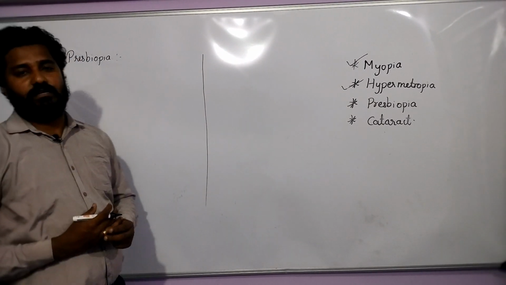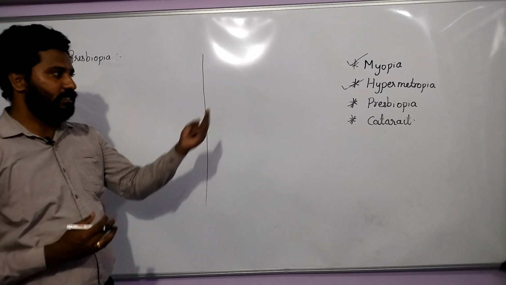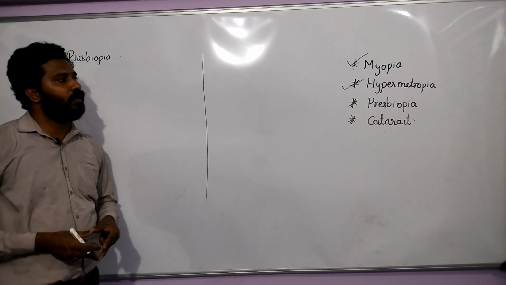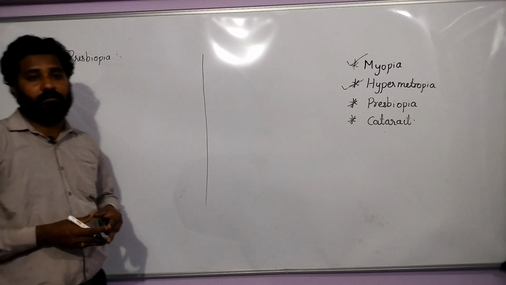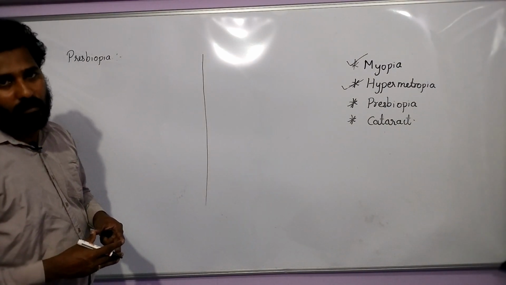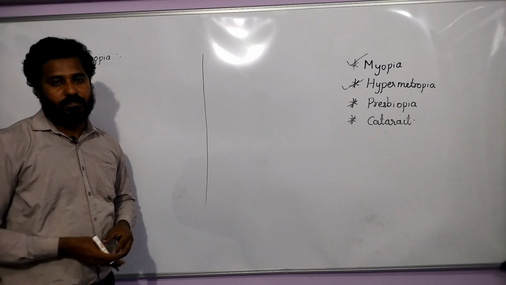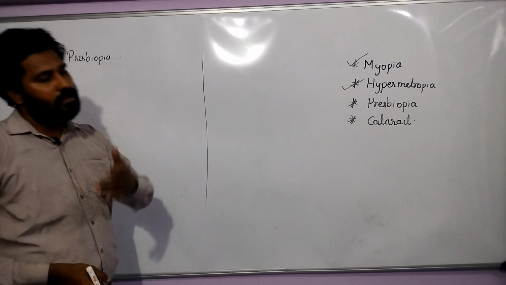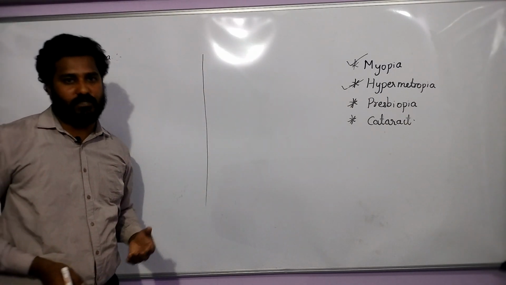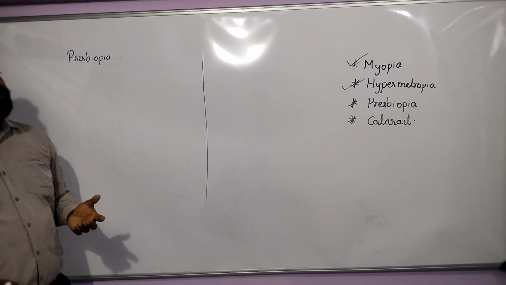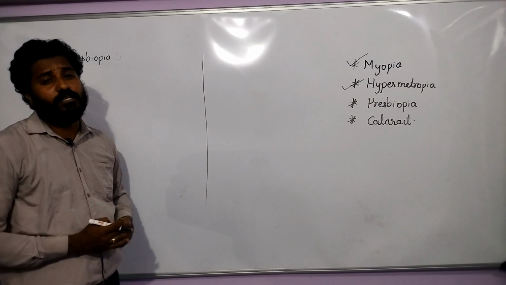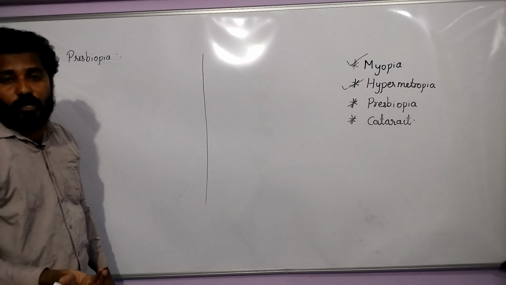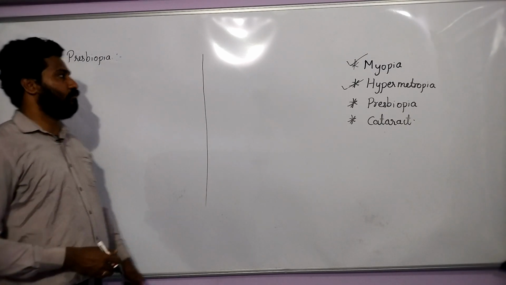Then we have the next upcoming defects, that is presbyopia and cataract. So what is presbyopia? Definitely, we can say first, myopia means he cannot see nearby objects. Hypermetropia means he cannot see distant objects, so long-sightedness. And the next is a combination of both. The combination of both means what? He cannot see nearby objects as well as distant objects.